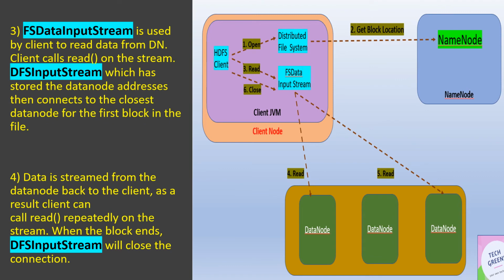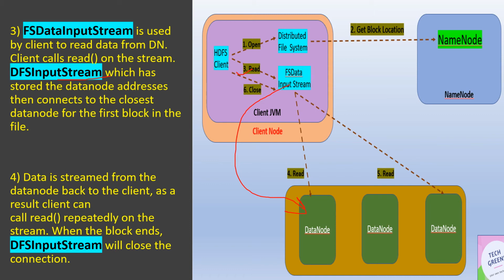Now in step 3, which is here, FS data input stream is a data input stream which is used by the client to read from the data node. And this input stream actually stores the list of data node addresses which was given by the name node, and then connects to the data node which is closest to the client, right? Based on whatever the cluster topology is, in terms of whichever node is closest from the network context, that is the node where this distributed input stream will start reading the data.